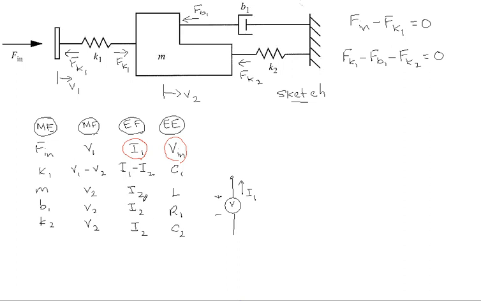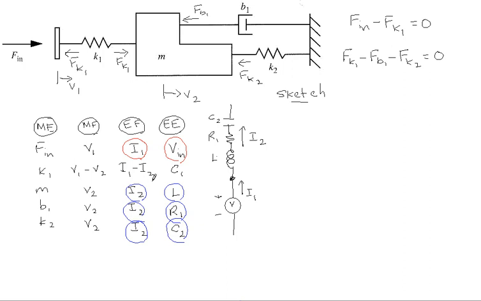We next identify the current I2 and the elements, an inductor, resistor R1, and the capacitor C2 that are associated with it. Hence, beyond the node, we can sketch an inductor, resistor R1, and a capacitor C2 associated with the current flow of I2.